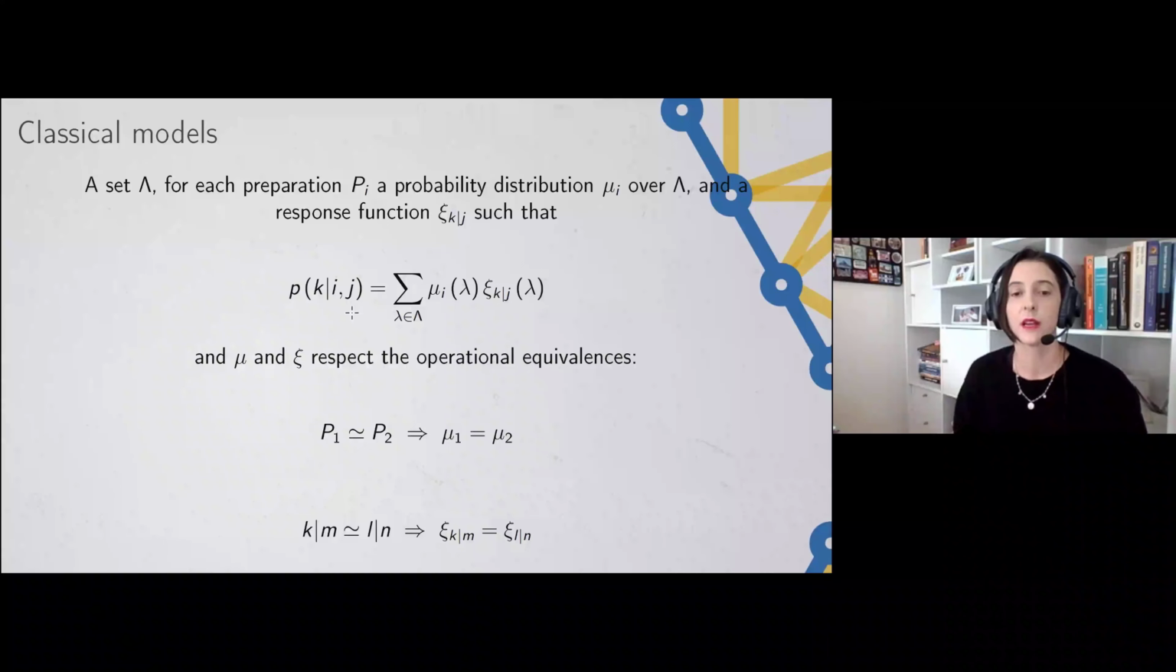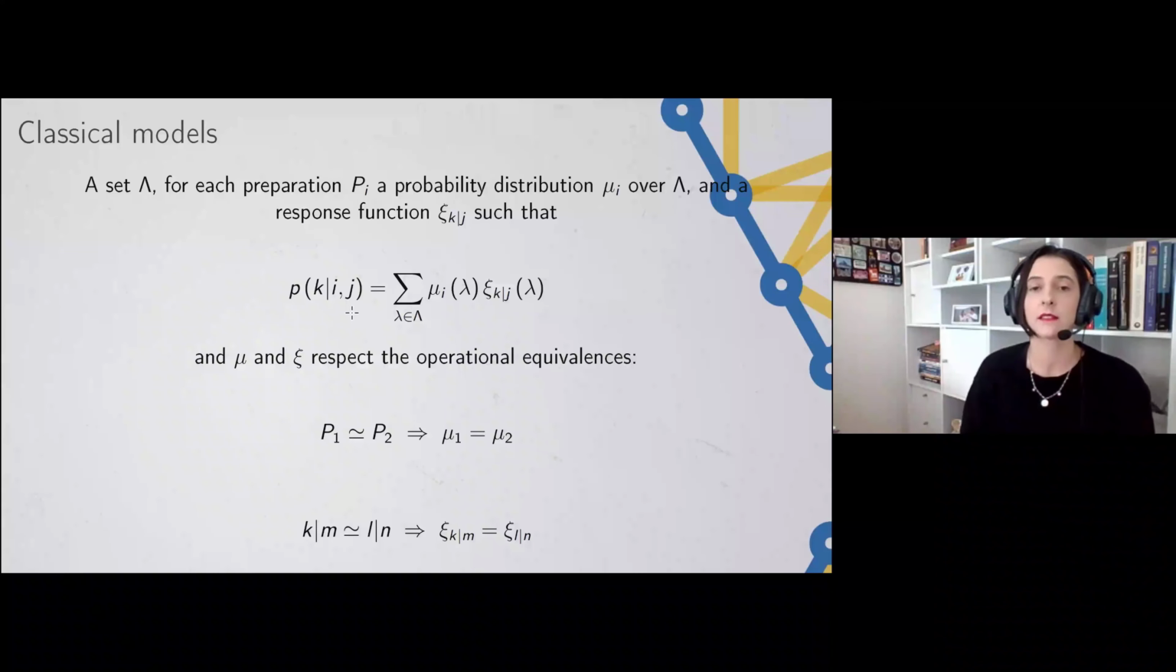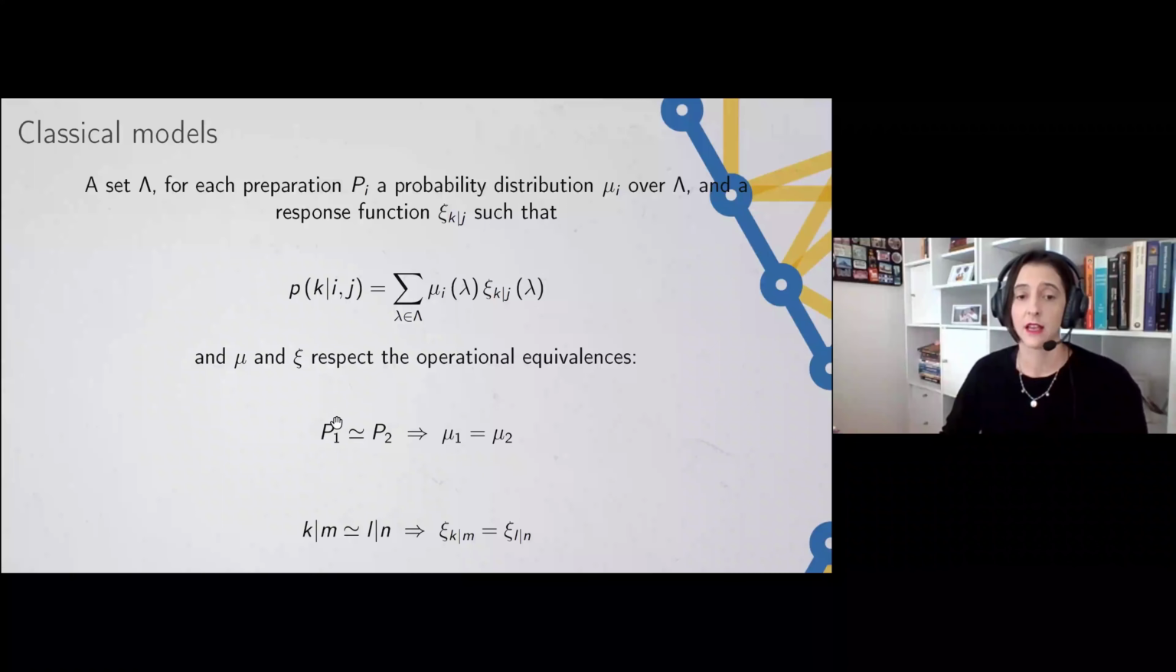but I want to impose some restrictions on these models, and the restrictions that I'm going to impose here are that these probability distributions and these response functions have to respect the operational equivalences. So if I have two preparations that are equivalent, the corresponding measures have to be equal, and if we have two measurement events that are equivalent, the response functions have to be the same as well. So if a set of probability distributions can be explained with such a model, satisfying these restrictions, I'll say that it is classical or non-contextual. Otherwise, I'll say that it's non-classical or contextual.